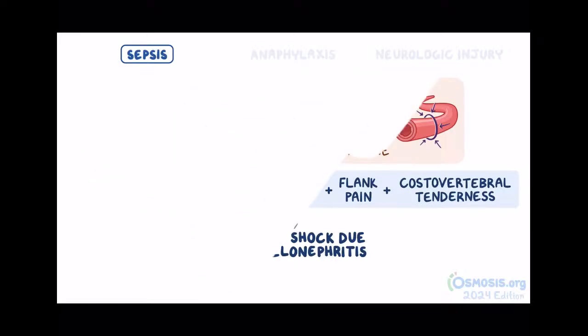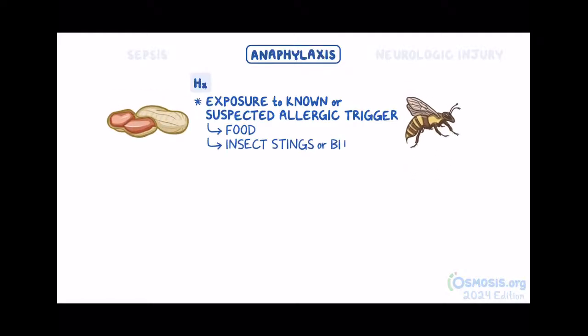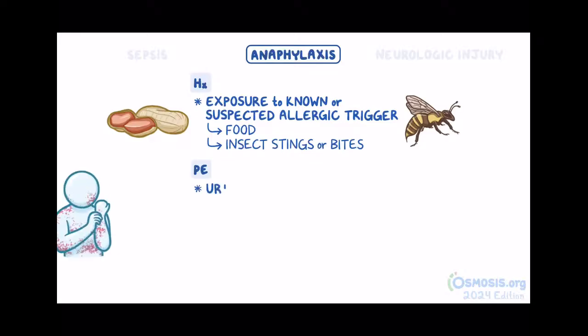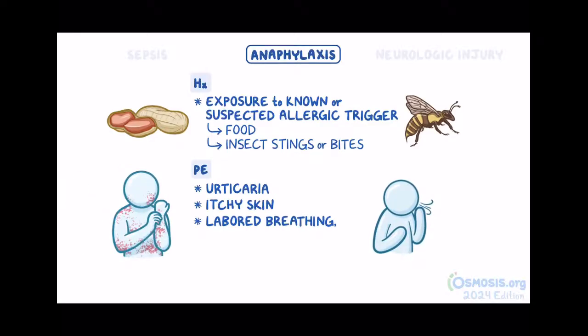Another type is anaphylactic shock. In this case, history typically reveals exposure to a known or suspected allergic trigger, such as food, insect stings, or bites. Important physical exam findings include urticaria and itchy skin, as well as labored breathing, wheezing, and stridor due to airway edema.